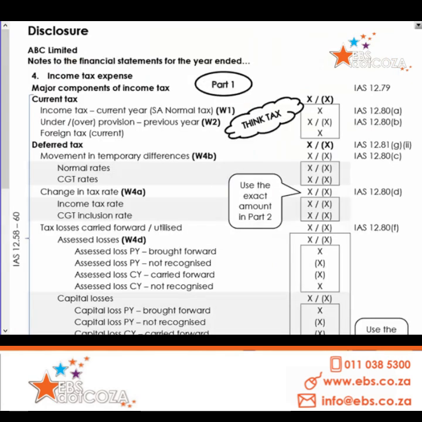On the next few pages, you're going to find some layouts that you can learn. The disclosure: how do we disclose the notes to the financial statements? Always, you've got the name of your company, notes to the financial statements for the year ended with the date. You can get marks for headings, so please make sure you put them in. As I said to you, we're going to number it, let's say note number 4, income tax expense, and note number 5, deferred tax, which we will get to in a moment.